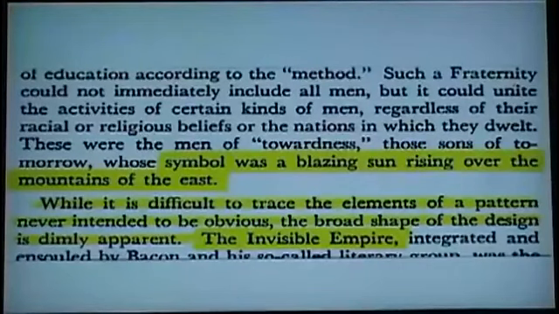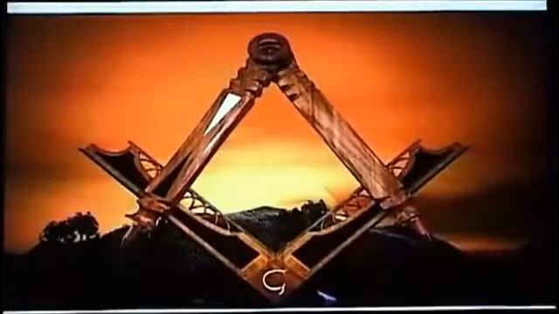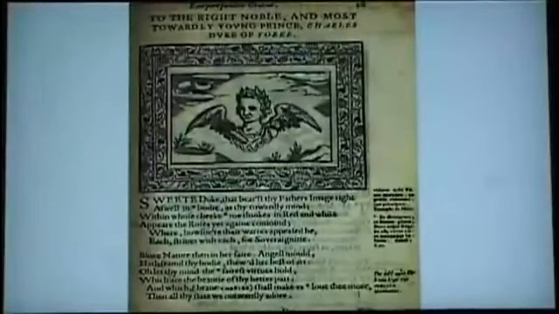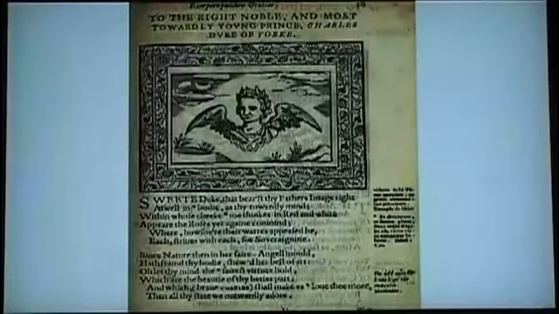So this invisible empire is using the symbol of the blazing sun rising over the mountains of the east. You will see the blazing sun rising over the mountains of the east, and these were men of towardness, going back to old ancient England. Here we have the right noble and most towardly young prince, Prince Charles, Duke of York. And when the Duke of York in England, when that whole monstrosity moved into America to bring the secret society of England into America, it came through New York, the Empire State.